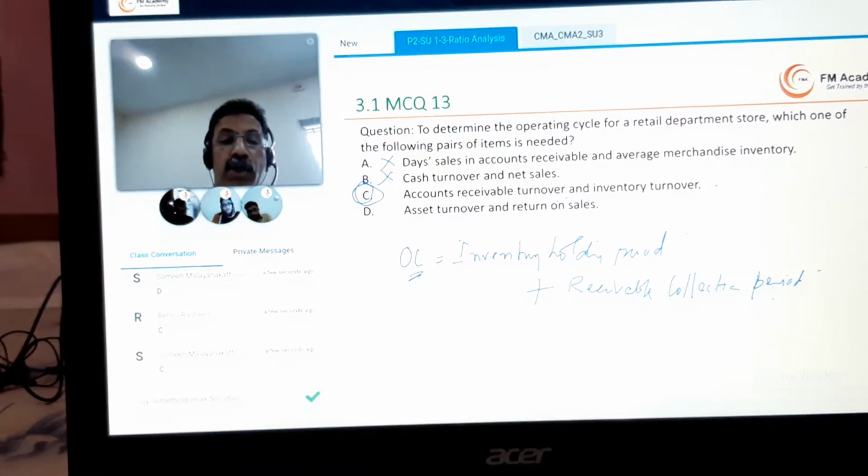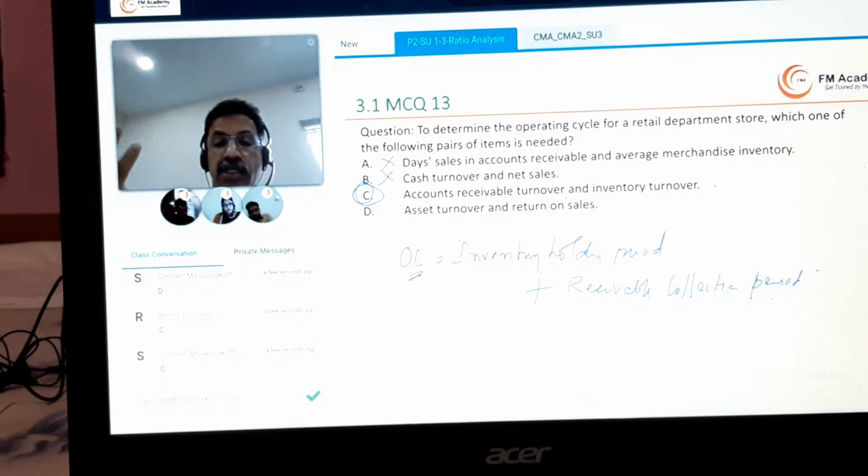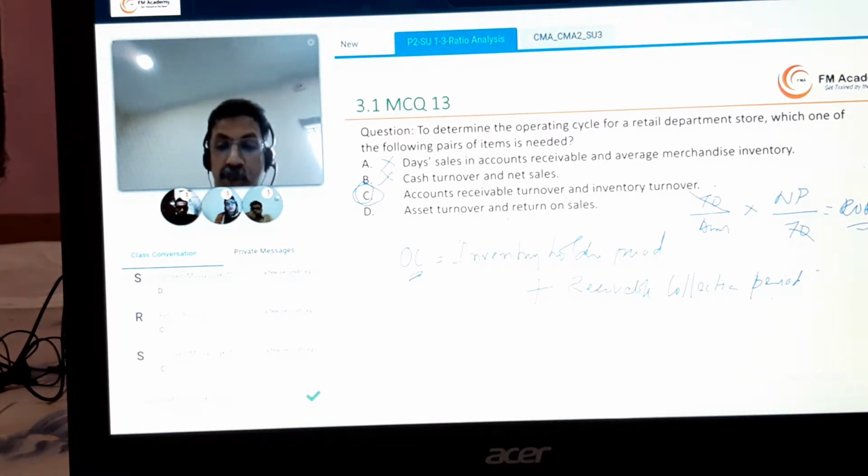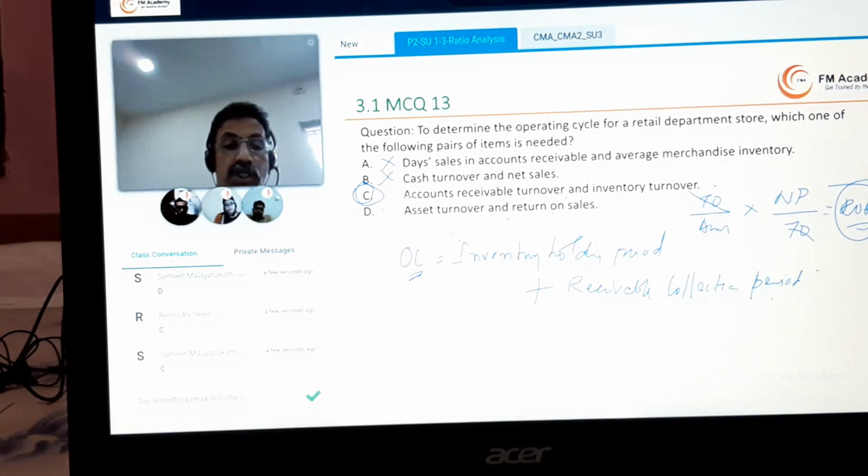Asset turnover is turnover divided by average asset. Return on sales is net profit divided by sales. So what do you have when you have these two? You have ROA, right? When you have these two ratios, you are getting return on asset. But here the question is for finding the operating cycle. So this is wrong.